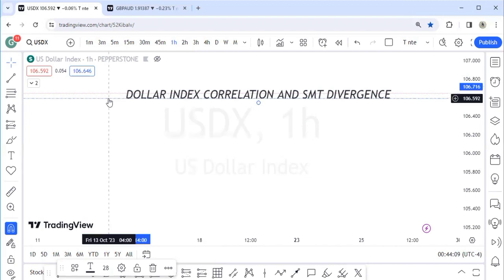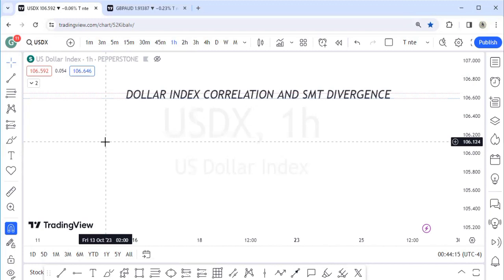But for the sake of this call, let's talk about the dollar index correlation, because most of you trade the dollar index pairs. When I refer to dollar index correlation, we are referring to the relationship between the dollar index and other currencies. What is the relationship between the dollar index and other currencies? What does the dollar index have to do with what is on the charts?